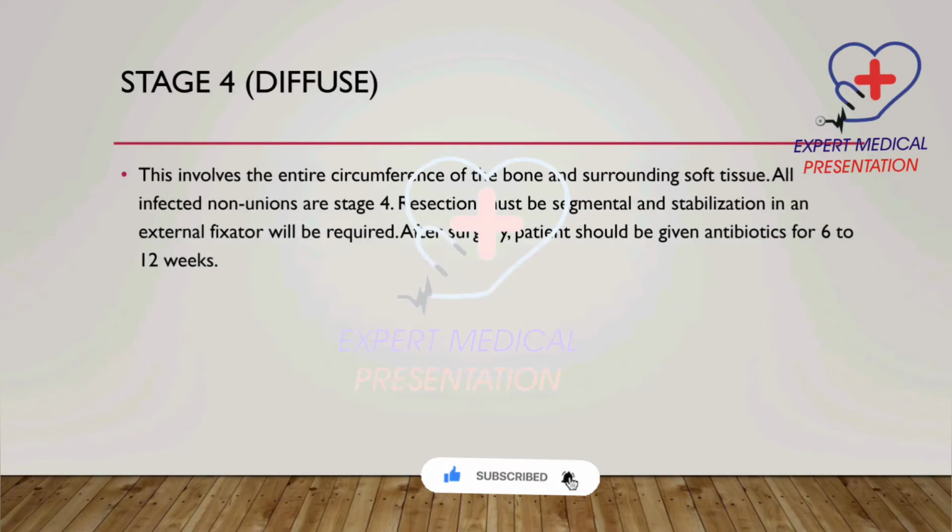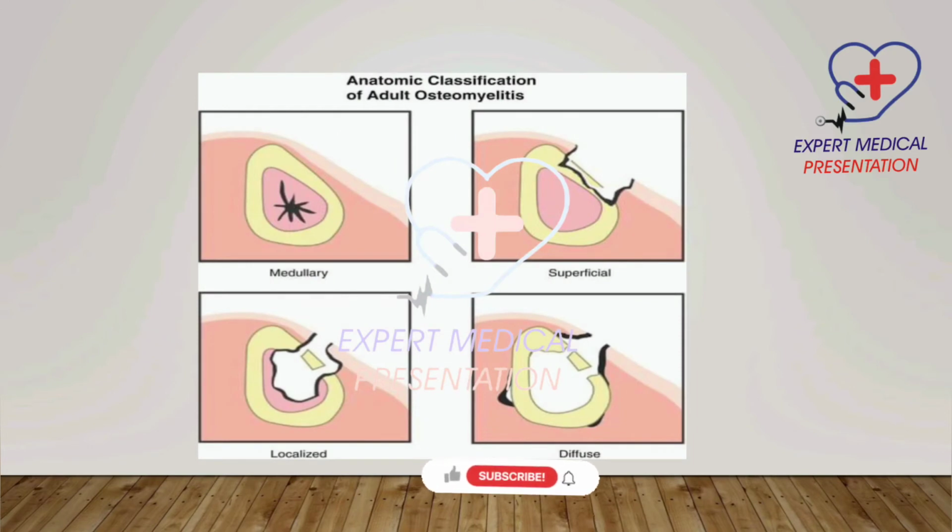Stage 4, diffuse. This involves the entire circumference of the bone and surrounding soft tissue. All infected non-unions are stage 4. Resection must be segmental and stabilization in an external fixator will be required. After surgery, the patient should be given antibiotics for 6 to 12 weeks.